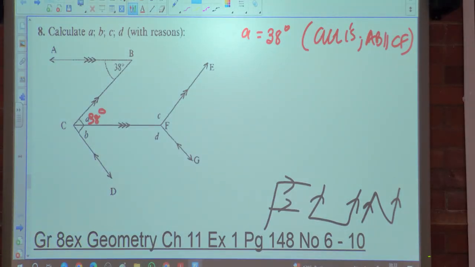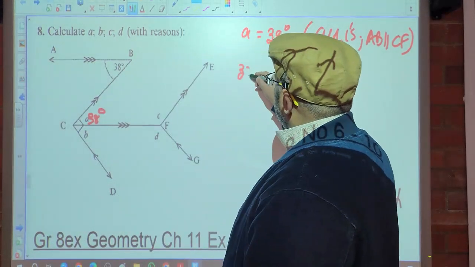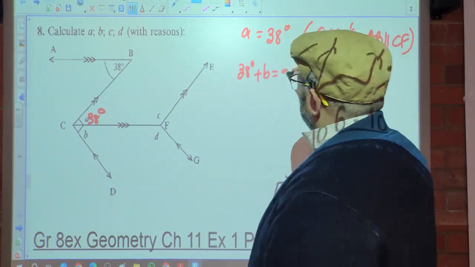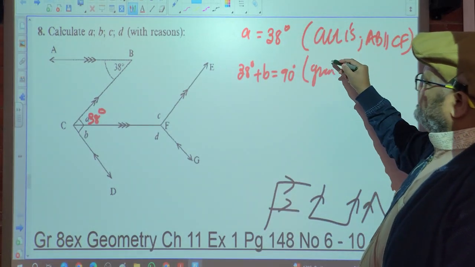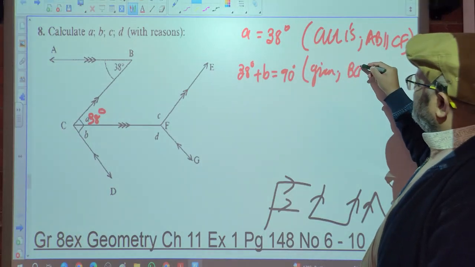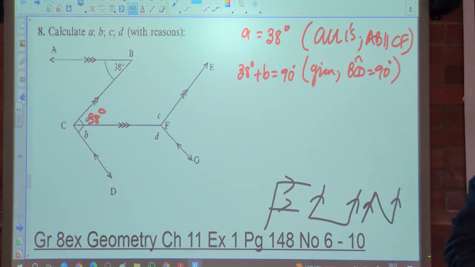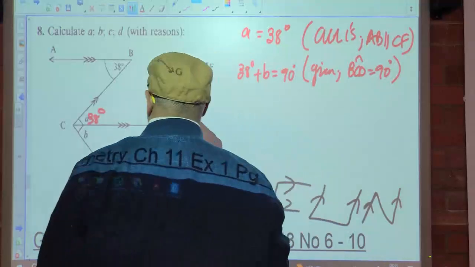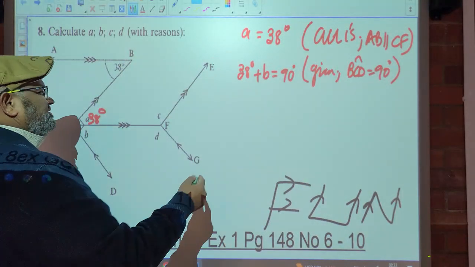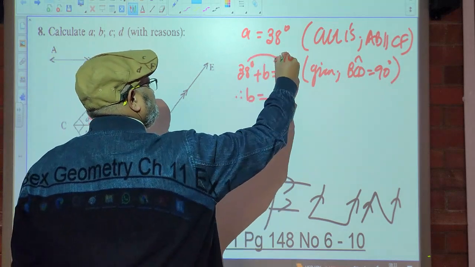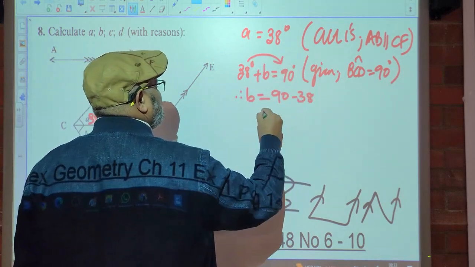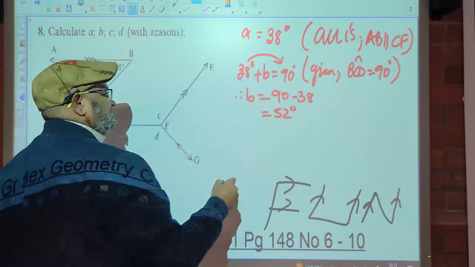I'm going to calculate B. 38 plus B adds up to 90 degrees. Why? It's a right angle. So 38 plus B is equal to 90 degrees. It's given that BCD equals 90 degrees, or you can say it's given a right angle. Any one of that is acceptable. Have we solved B yet? No. So therefore B is equal to 90 minus 38, which is 52 degrees.